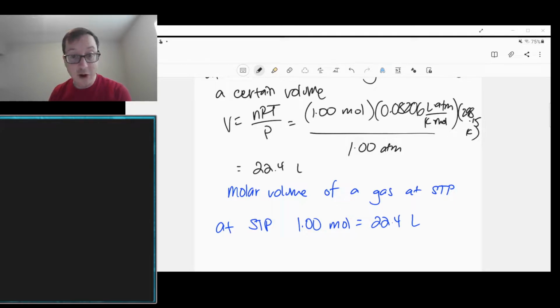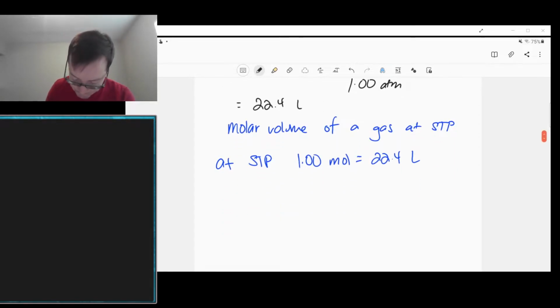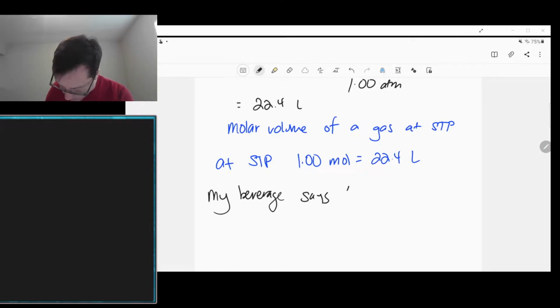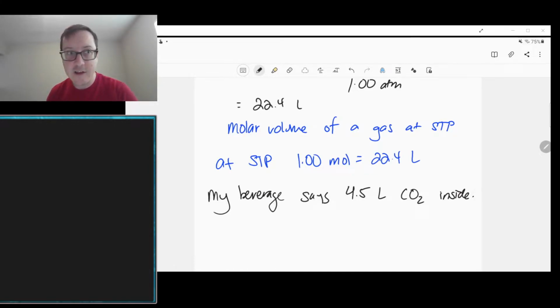For example, let's say I have a carbonated beverage, and it says that there are 4.5 liters of gas, of CO2. The 4.5 liters of CO2 is inside. And that's actually like a soda can. So maybe a little bigger, 500 mLs or so, would have 4.5 liters of carbon dioxide. That's the carbonation, right? And let's see, if this were at STP, we can see how many moles that is.